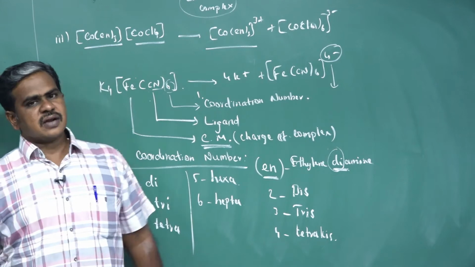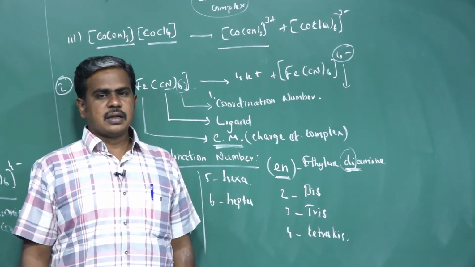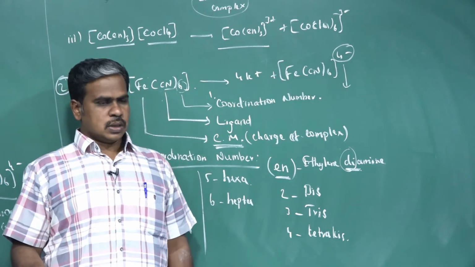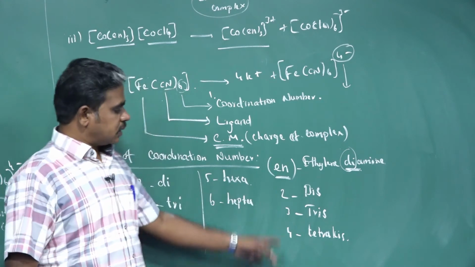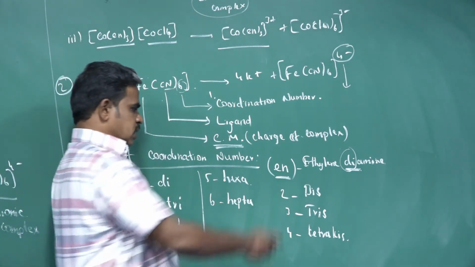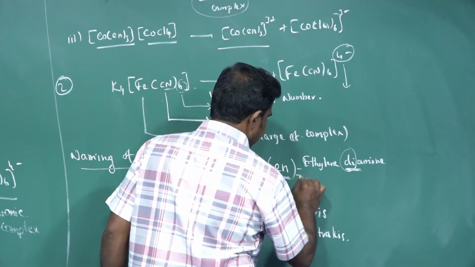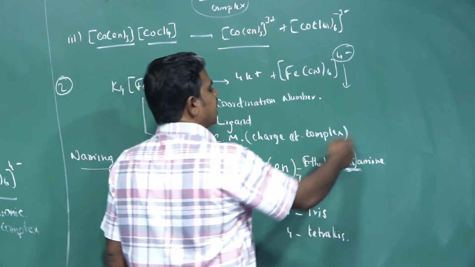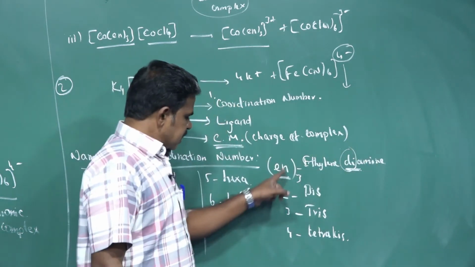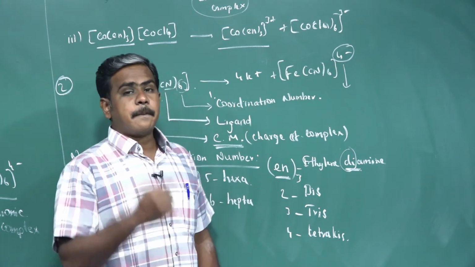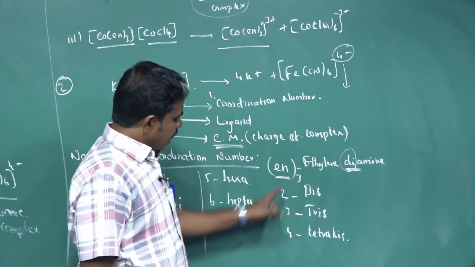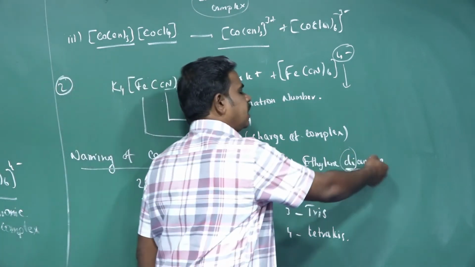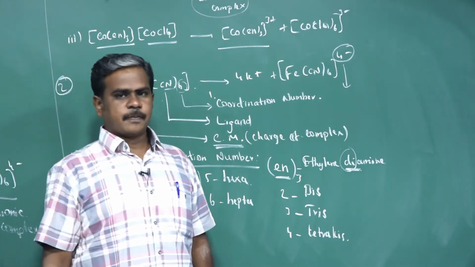If a ligand itself contains a prefix like mono or di, then the coordination number is said to be bis if it is 2, tris if it is 3, and tetrakis if it is 4. Suppose that is en thrice. What is that en thrice? It is tris(ethylenediamine). Likewise, if it is en twice, then it is bis(ethylenediamine), and en four times is tetrakis(ethylenediamine). Likewise, we may name it.